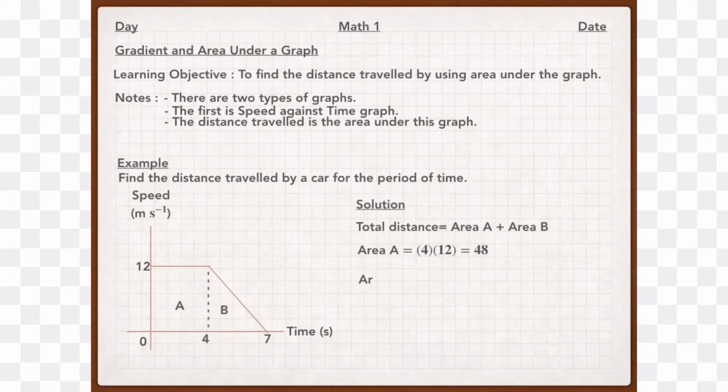To find the area of a triangle, it's simply 1 over 2 times base times height. So you get 1 over 2 times 3, because 7 minus 4 is 3, and the height is 12. When you calculate that, you get 18. The total distance is simply adding those two areas. So 48 plus 18, and the final answer will be 66 meters.